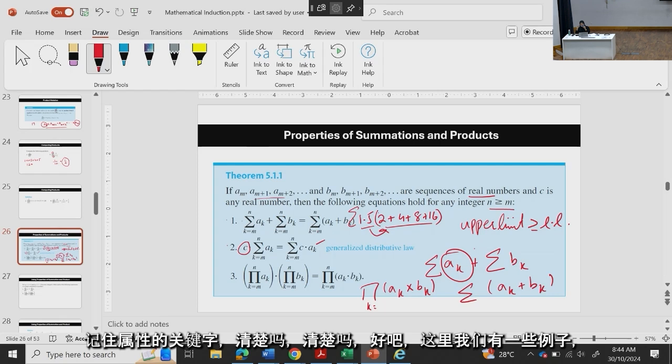You can remember the keywords for the properties. Is it clear? Clear? Okay.